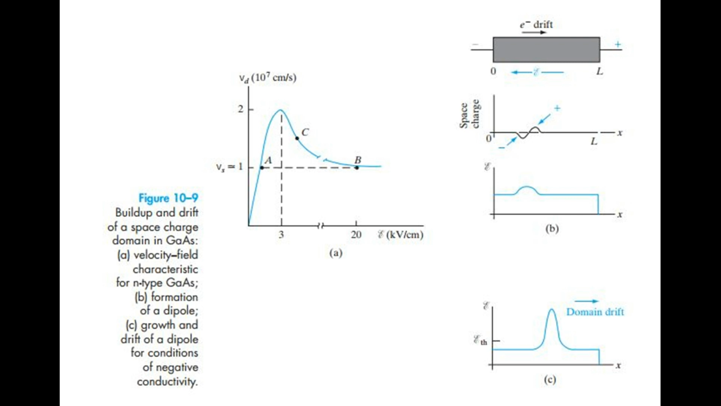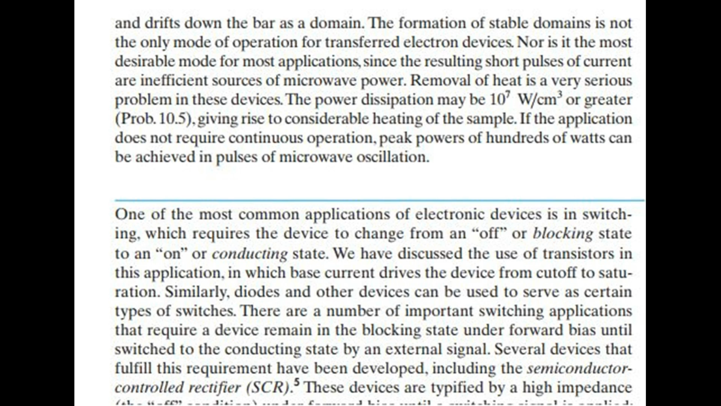The formation of stable domains is not the only mode of operation for transferred electron devices. Nor is it the most desirable mode for most applications, since the resulting short pulses of current are inefficient sources of microwave power. Removal of heat is a very serious problem in these devices. The power dissipation may be 10 million watts per cubic centimeter or greater, Prob 10.5, giving rise to considerable heating of the sample. If the application does not require continuous operation, peak powers of hundreds of watts can be achieved in pulses of microwave oscillation.